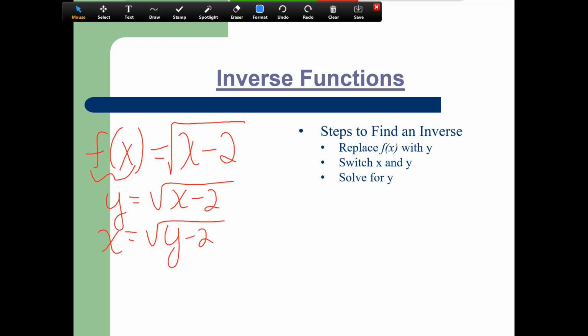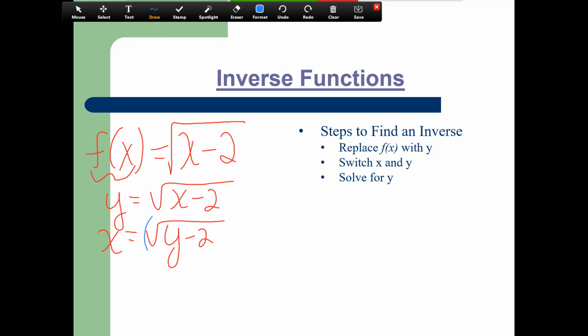So to solve for y, it's right now underneath that radical. Let's square both sides and get the y out of the radical. So we're going to square both sides. The square and the square root will cancel each other because they're opposite functions. And you'll have y minus 2 here. And then over here, x squared is what we end up having.